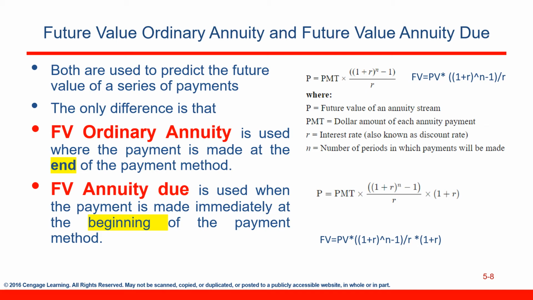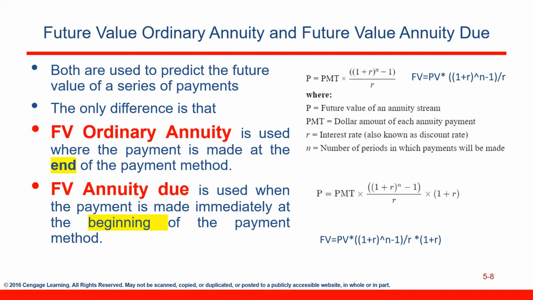This, 1 plus R raised to the n minus 1 over R, is the future value factor. This is used for future value ordinary annuity. Okay? While this one is used for future value annuity due: you multiply with another 1 plus R.